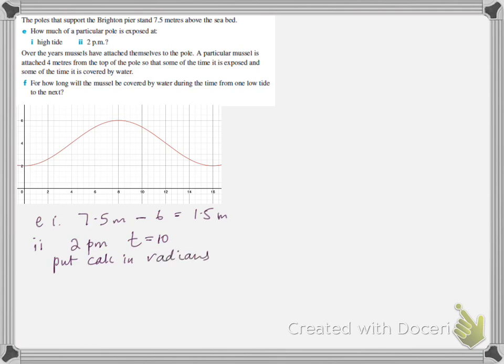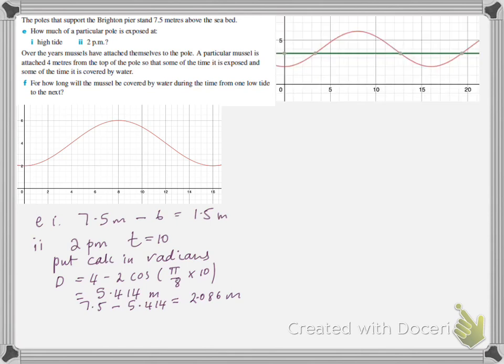Okay, so first we find the depth. So in this expression I've just substituted in t equals 10 for 2 p.m., and that gives us a depth of 5.414 metres, but we need to take that away from 7.5, to see how much of the pole is exposed. So 7.5 minus 5.414, and you'll get 2.086 metres.